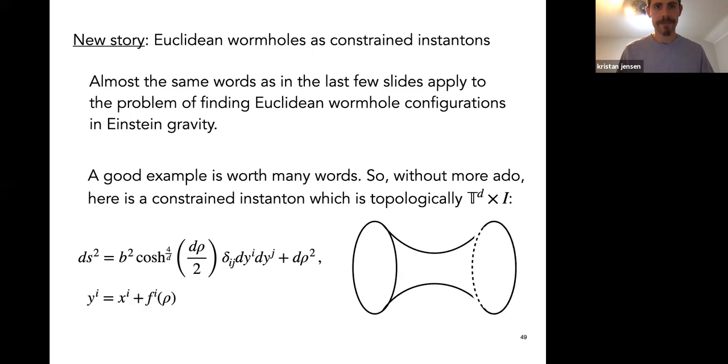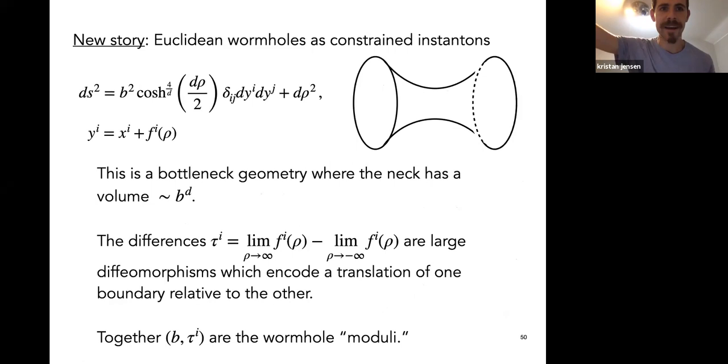It's a bottleneck geometry, if you think about it. The warp factor here multiplying the torus is like cosh, so it goes to one at rho equals zero. So the neck of the bottleneck has a volume proportional to b to the d. And so the space is smooth, non-singular, as long as b is non-negative.